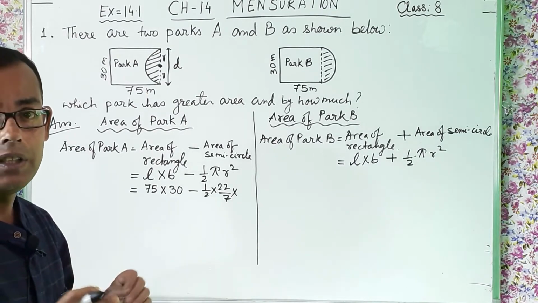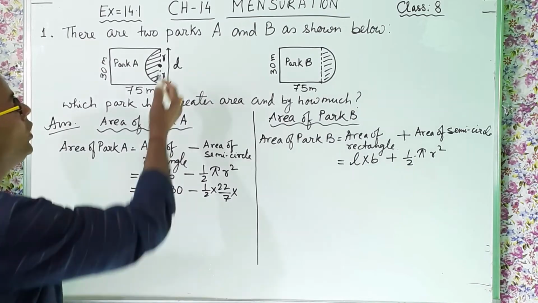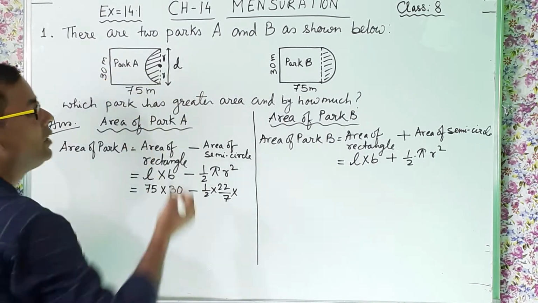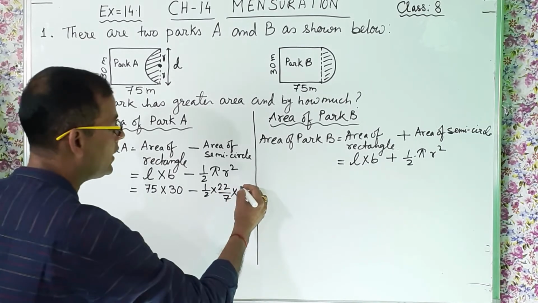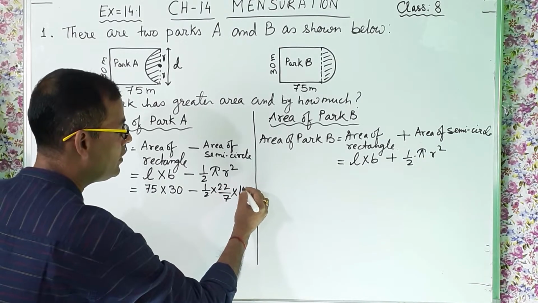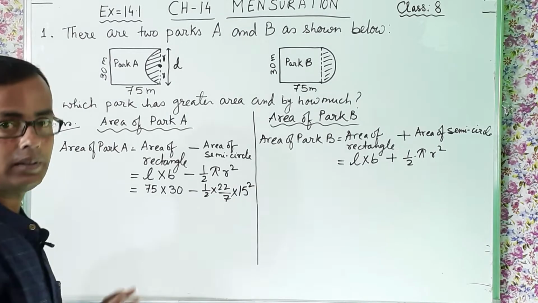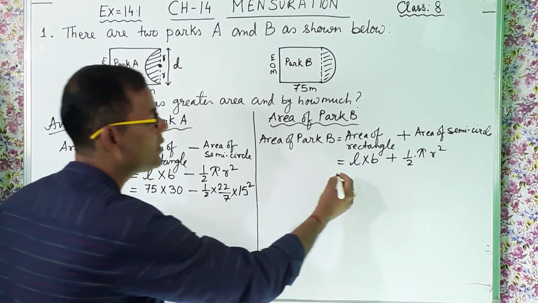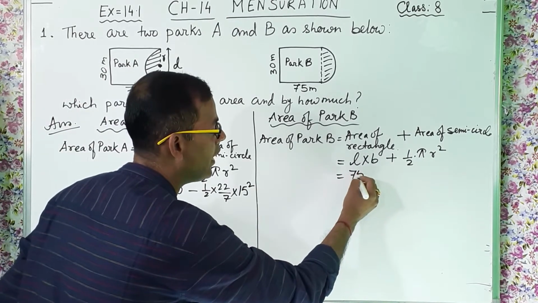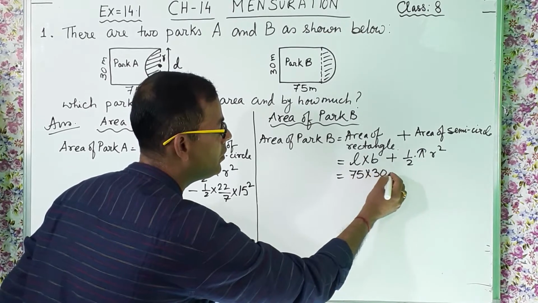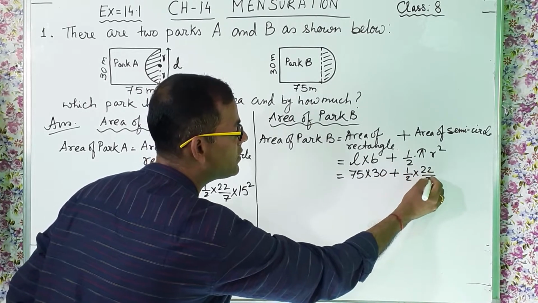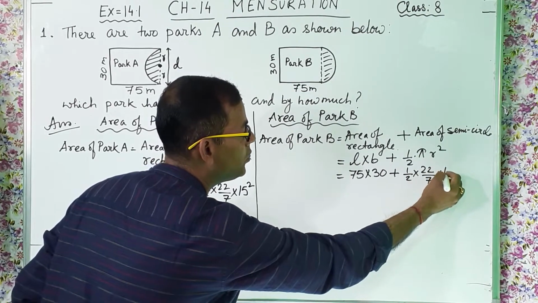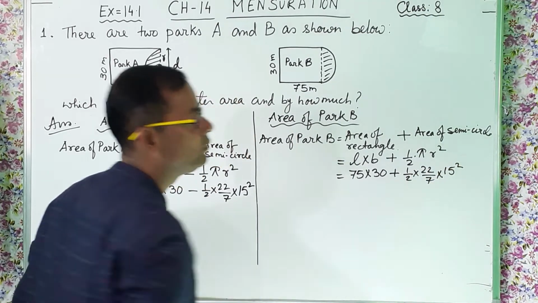Your diameter divided by 2. So diameter is how much? 30. So 30 divided by 2 is 15. Clear or no? So we can write here 15 square. Clear? Now here also the same thing: 75 into 30 plus half, 22 by 7 into 15 square.